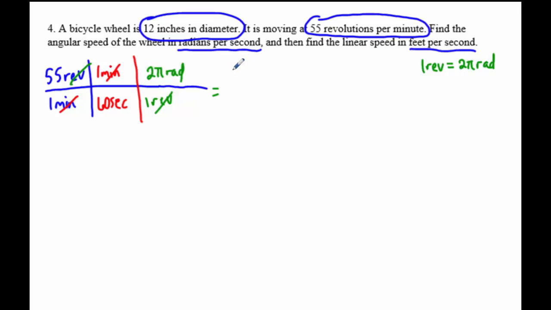So I multiply together on top and I multiply together on bottom. And then I simplify. 110 over 60 is 11 over 6. So 11 pi over 6 radians per second.